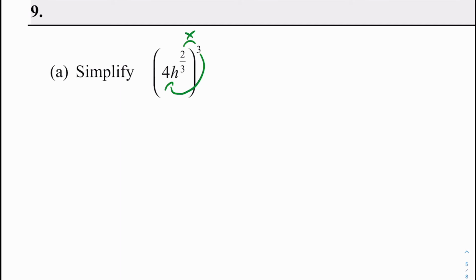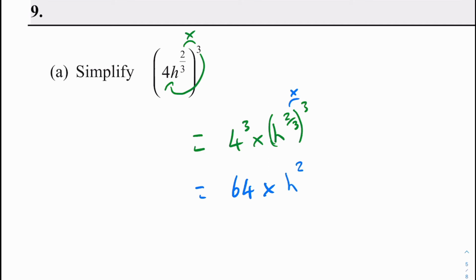So what this becomes is 4 cubed multiplied by h to the power of 2 over 3, and this entire thing is being cubed. Okay, so what we've got is 4 cubed, which is 64, multiplied by h, and we just multiply these two powers, to the power of 2/3 multiplied by 3, so we get 6 over 3, which is h squared. And then we can just simplify by removing the multiply sign to get 64h squared.